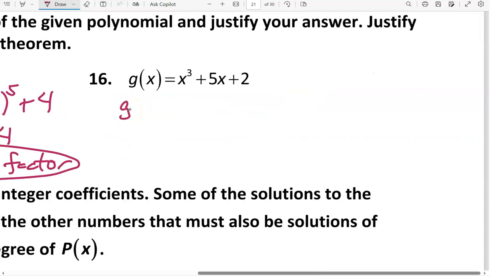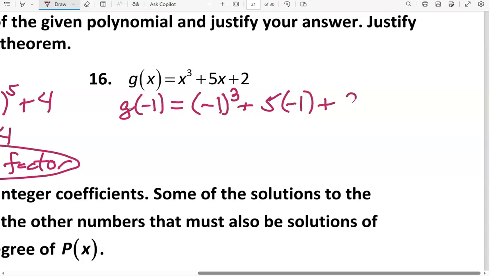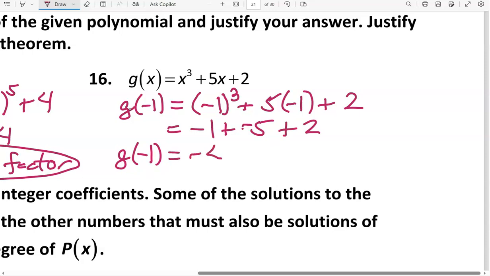In 16, if we're deciding if x plus 1 is a factor, that's equivalent to finding g of negative 1 and finding the remainder that way. G of negative 1 is negative 1 cubed plus 5 times negative 1 plus 2. Negative 1 cubed is negative 1. 5 times negative 1 is negative 5, plus 2. So g of negative 1 is negative 6 plus 2, which is negative 4. And that is not 0. So x plus 1 is not a factor.